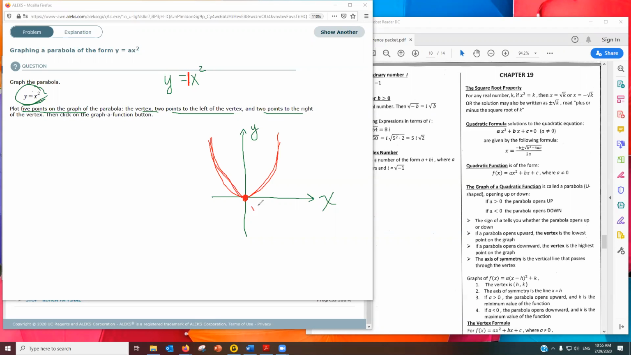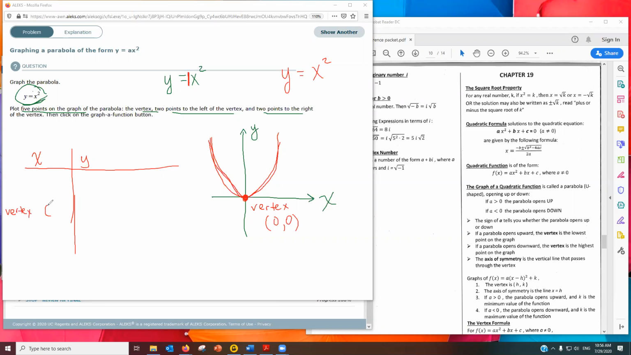So the vertex here is 0, 0, because this graph has the vertex at the origin. The way I knew that is this was the fundamental quadratic function y equals x squared. I'll show you in a few minutes how to find the vertex for any quadratic function. All right, well, here's what you're going to do for these kinds of problems. You're going to make up a little xy table. For x, you're going to pick values to use, but one value has to be the vertex.